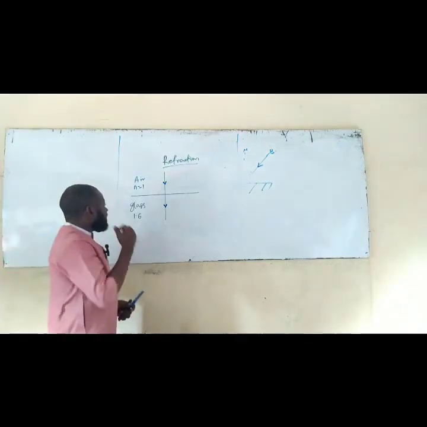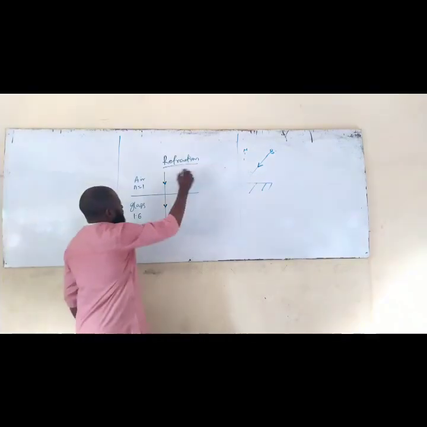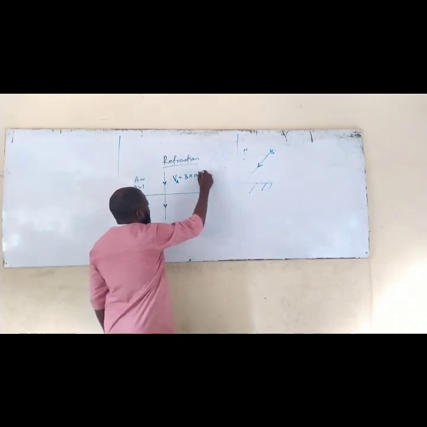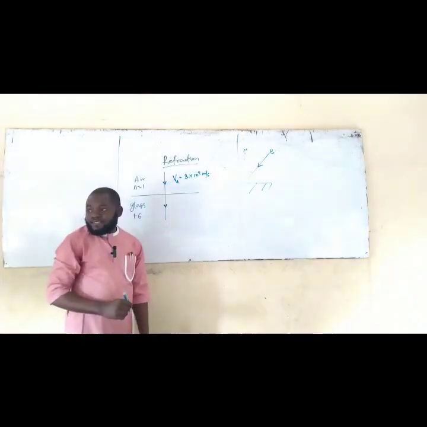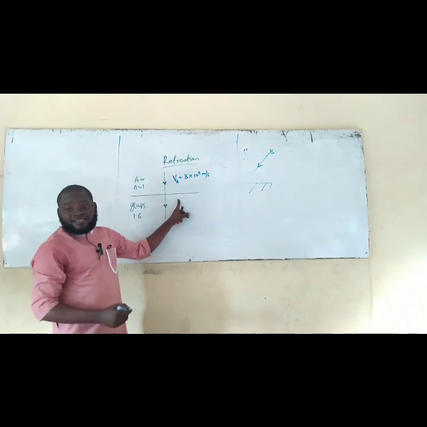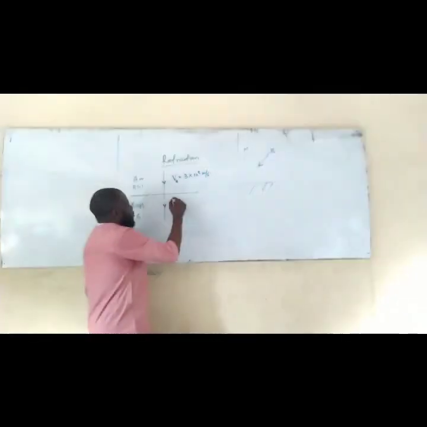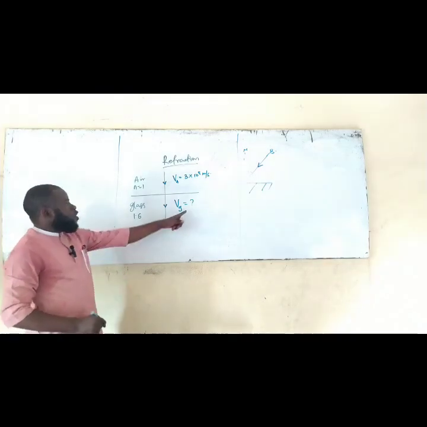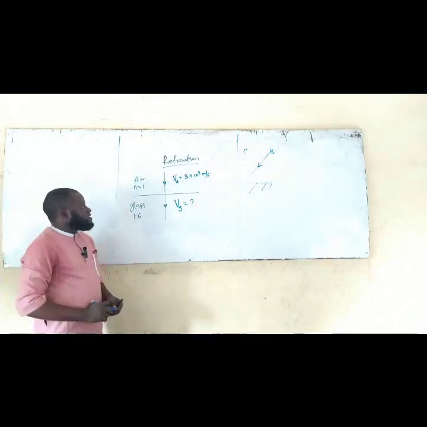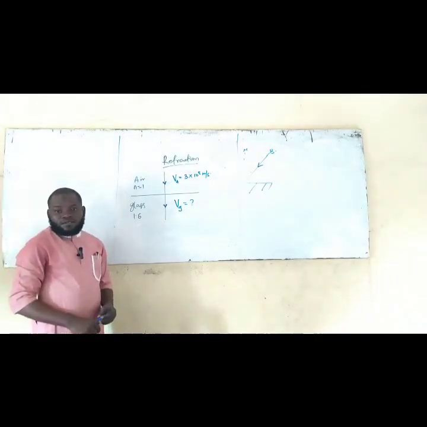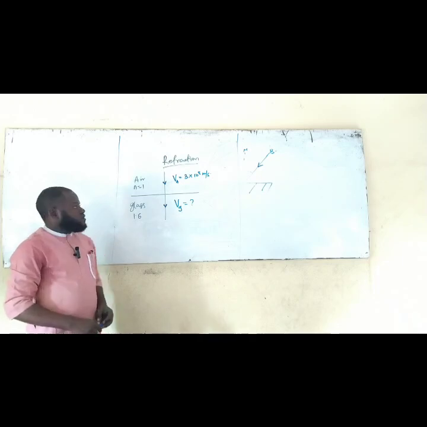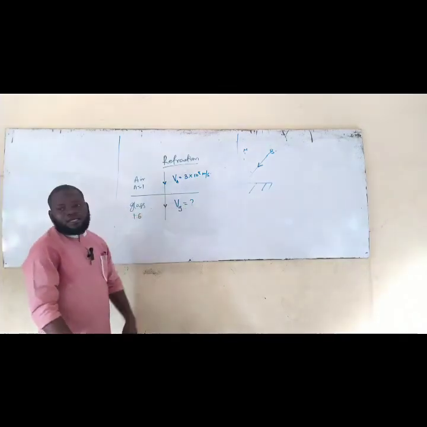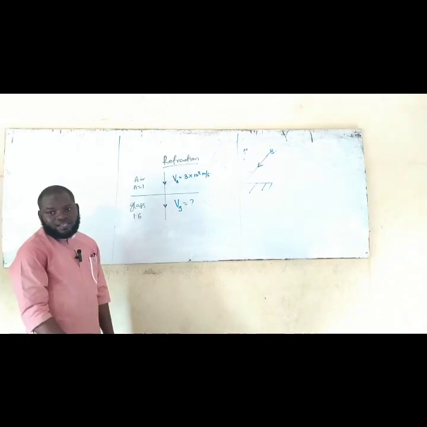The speed of light in air, let's say VA, is 3 times 10 to the power of 8 meters per second. The speed will change when it enters the glass. What we want is the speed of light in the glass, which we don't know. For us to know, we need to revert to what we call Snell's law. Snell's law can help us find the speed of light in glass.